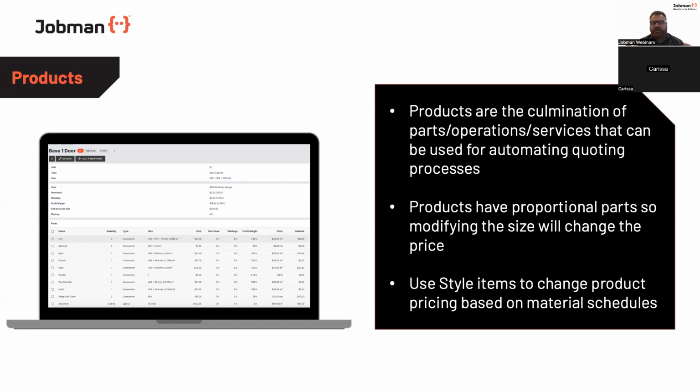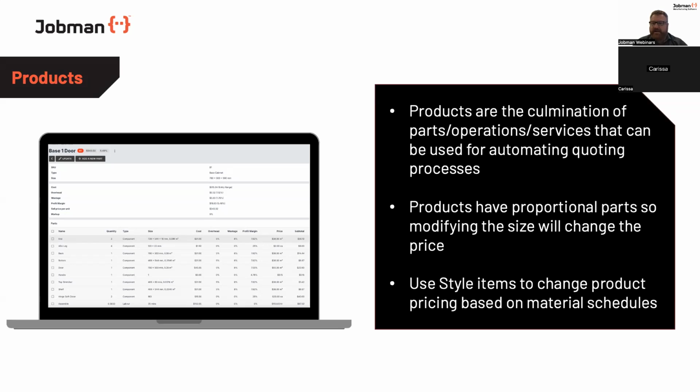So the first part, of course, is what is a product? And in simple terms, a product is the culmination of parts or operations or services or a mixture thereof that can be used to automate your quoting. What I mean by that is the ability to take a group of those key components and put them into a thing that then can be added to quotes easily and quickly, and then modify it. And the way we do that is through two very important areas.